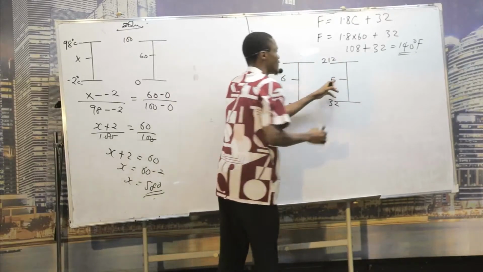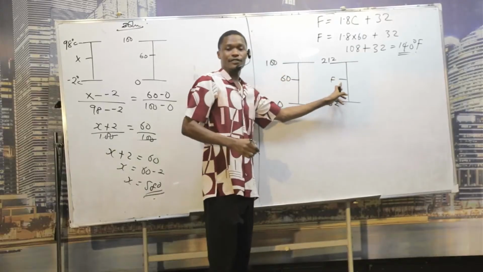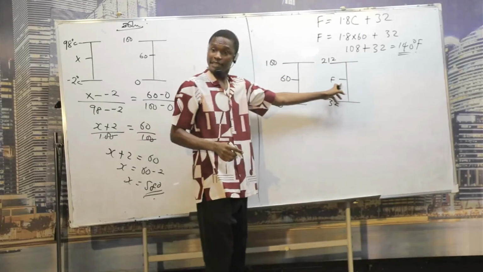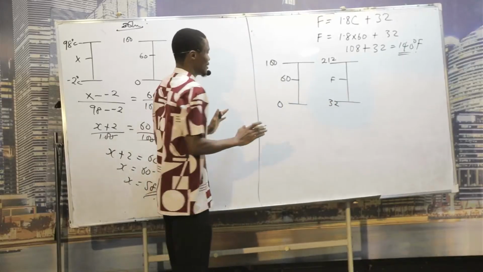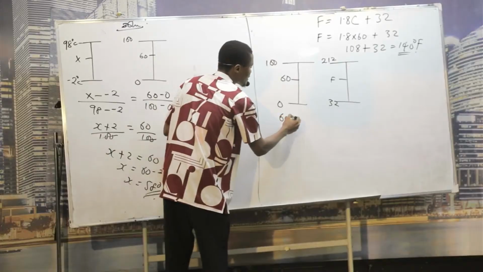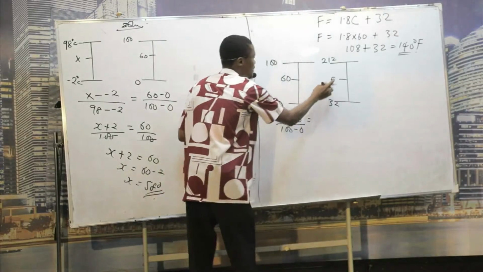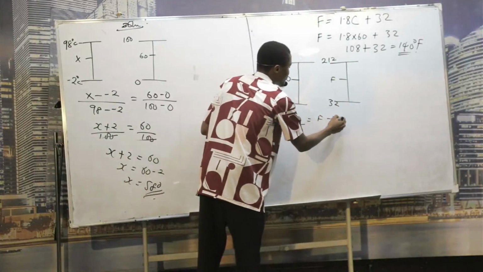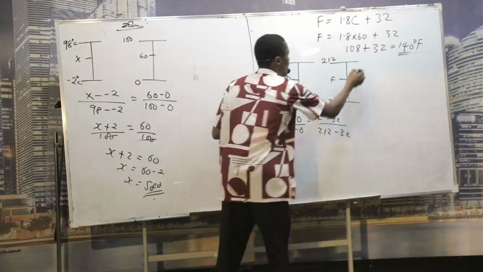I don't know the value, so call it F. This is 60 degrees Celsius, and we are converting to Fahrenheit. I don't know the value. Making sense? Then use our normal formula: small interval over large interval. Small interval here, 60 minus 0 over 100 minus 0 equals F minus 32 over 212 minus 32.